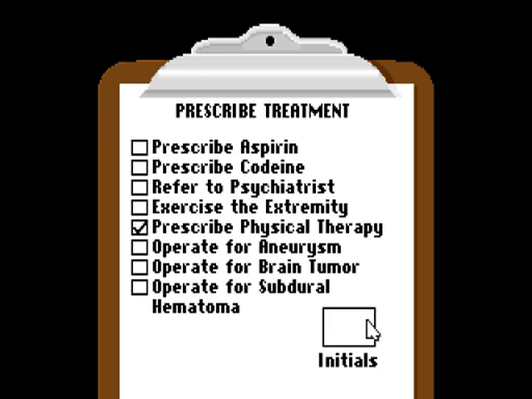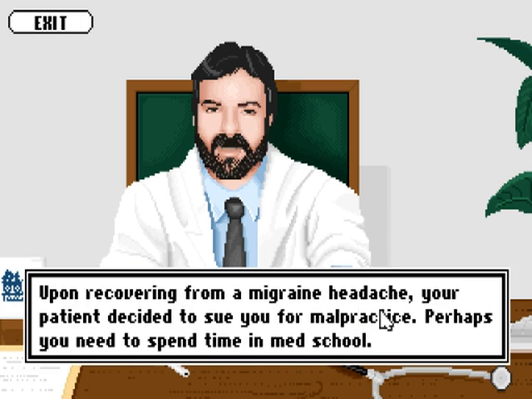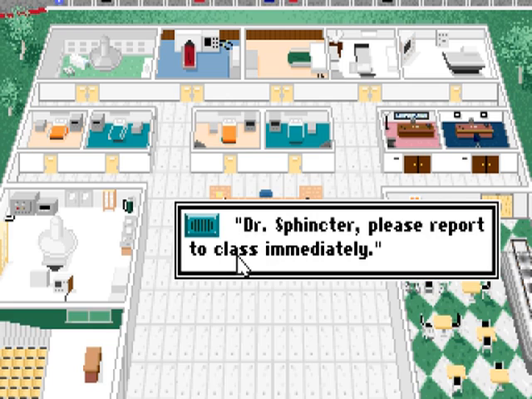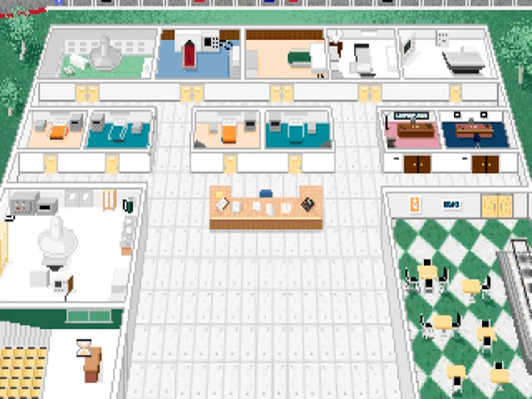physical therapy. Upon recovering from a migraine headache, your patient decided to see you for malpractice. Guess he's feeling better. Perhaps you need to spend some time in med school. Yes, that would probably help. So, he had a migraine, and that's why he couldn't feel anything.